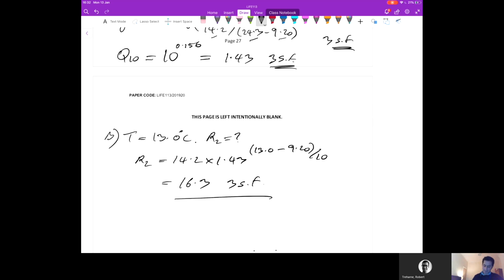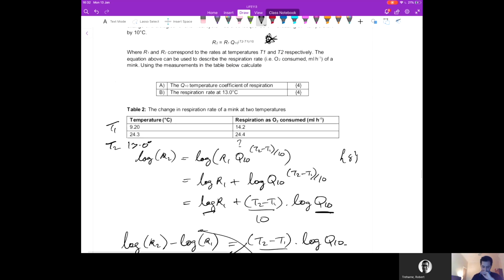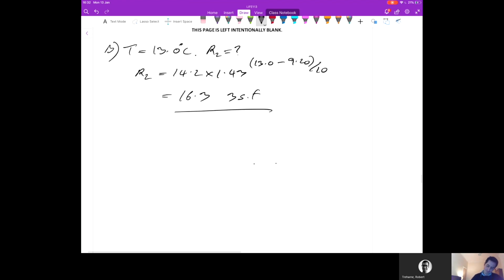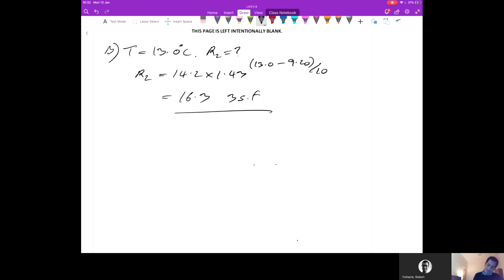Okay. Oh, I've forgotten something. What have I forgotten? My units. The units were milliliters per hour of O2. Okay.